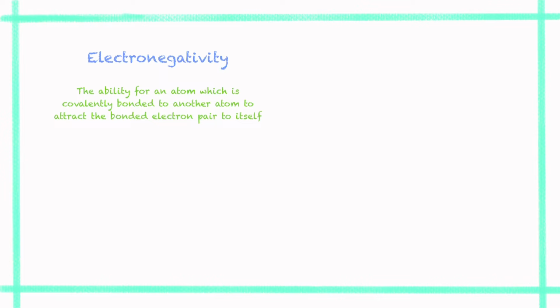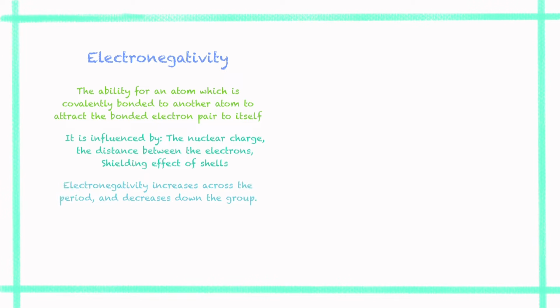Electronegativity is a very important term in Chapter 4. It is the ability for an atom which is covalently bonded to another atom to attract the bonded electron pair to itself. Similar to ionization energy, electronegativity is influenced by nuclear charge, the distance between electrons, also known as atomic radius, and the shielding effect of inner shells and subshells.